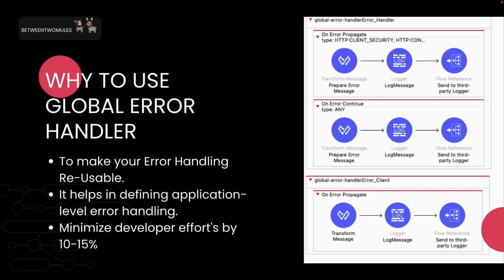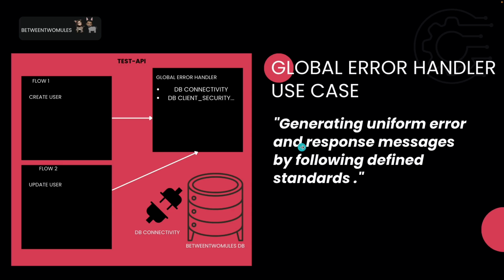Why do we need to use Global Error Handler? We need to use Global Error Handler to make error handling reusable so that multiple applications can use the Global Error Handler. It helps in defining application level error handling, and it also minimizes developer efforts by 10 to 15%. So instead of creating error handling mechanism for each and every flow, you can just point your errors to a global error handler. So let us see a global error handler use case.